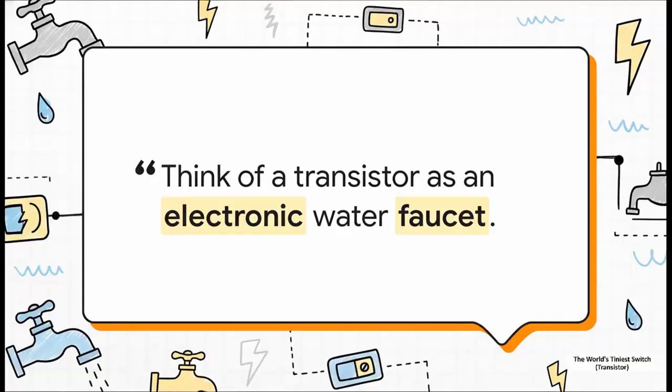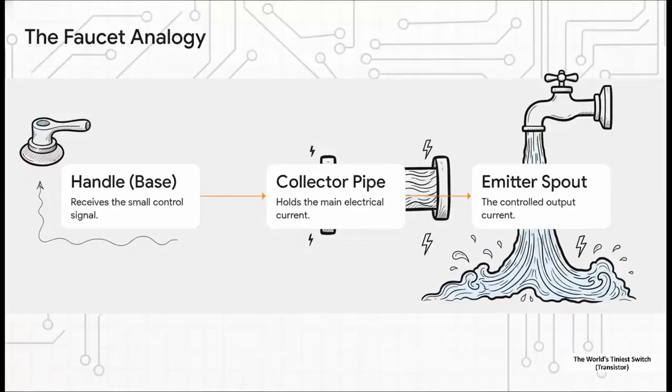By far the easiest way to understand a transistor is to just think of it as an electronic water faucet. Seriously, it's the perfect way to visualize its main job. And this is exactly how it works. You've got the handle of the faucet. In transistor speak, that's called the base. It's what receives the small control signal. Then you have the main water supply, just waiting in the pipe. That's the collector. And finally, the water that actually comes out, that's the emitter. The whole point is that a tiny little turn of the handle controls a much, much bigger flow of water.